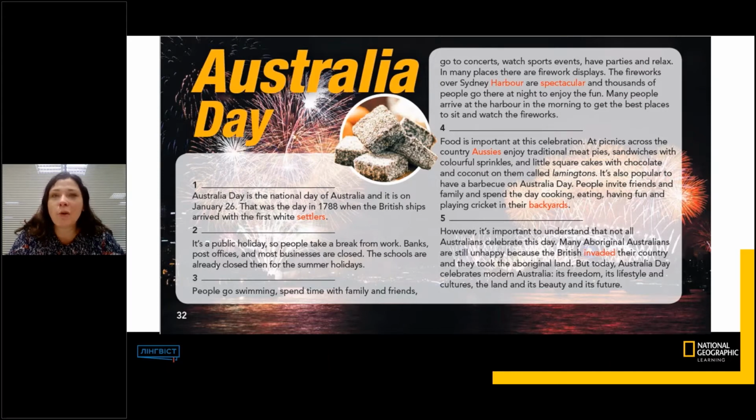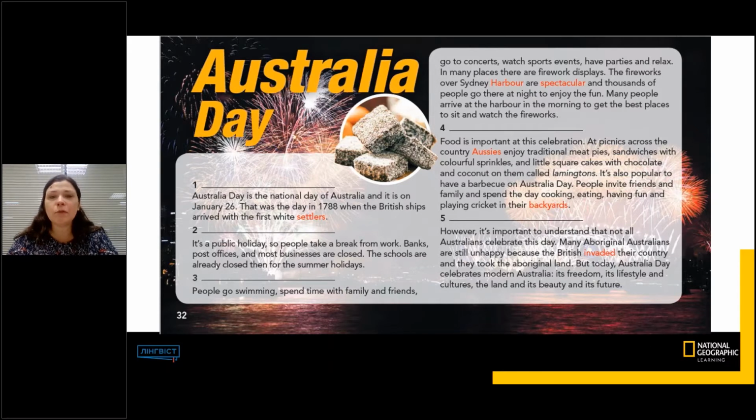Okay, we have 2 more red words. So if you are at that side of the screen, please also read the sentences with me. So the next word, backyards. People invite friends and family and spend the day cooking, eating, having fun and playing cricket in their backyards. And the last one, many Aboriginal Australians are still unhappy because the British invaded their country and they took the Aboriginal land. So we have this word invaded.